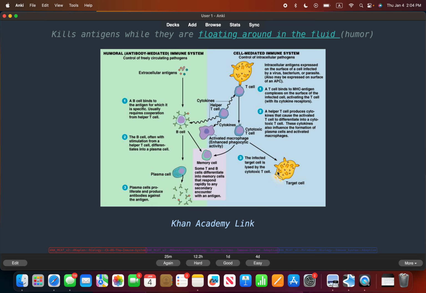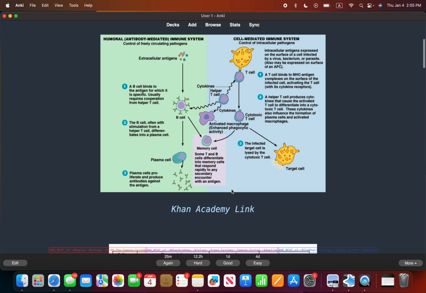But the memory B cell, some T and B cells differentiate into memory cells that respond rapidly to any secondary encounter with an antigen. So it is also T cells can differentiate into memory cells. So we have both memory T and B cells.